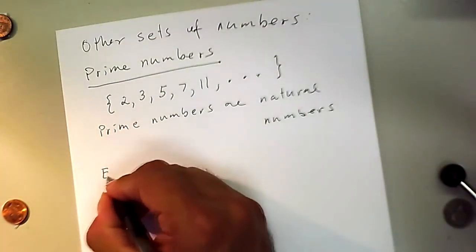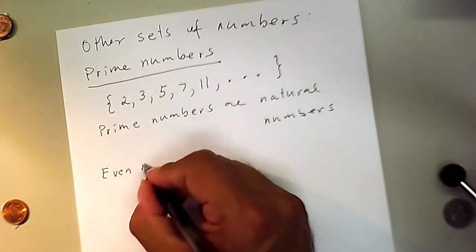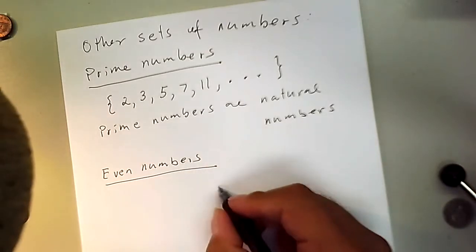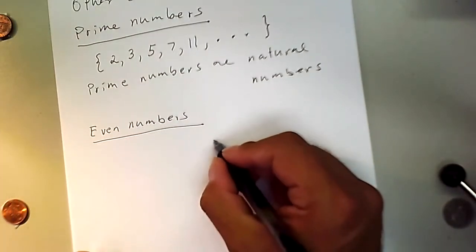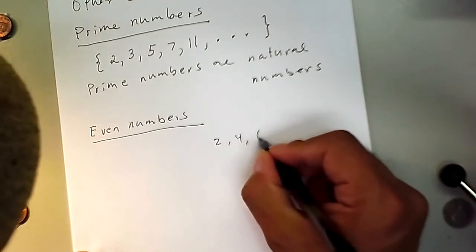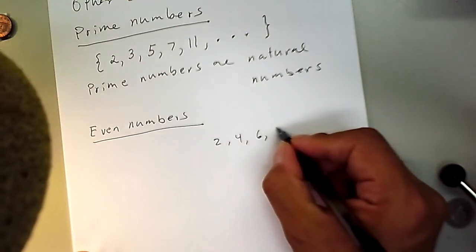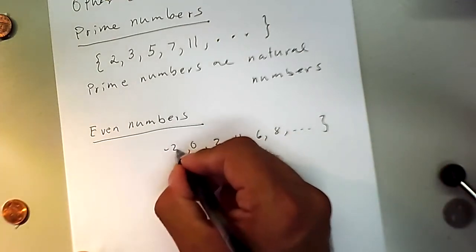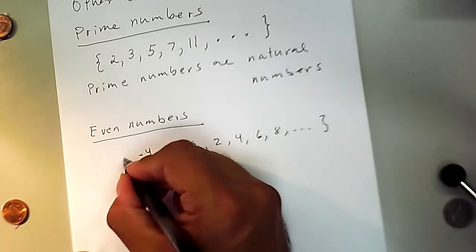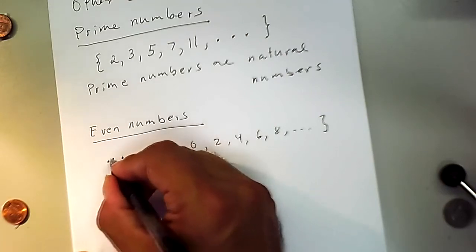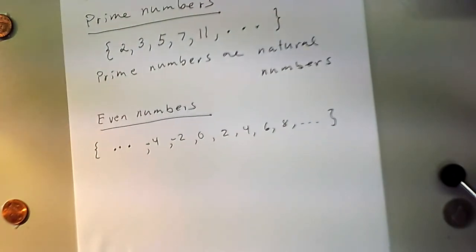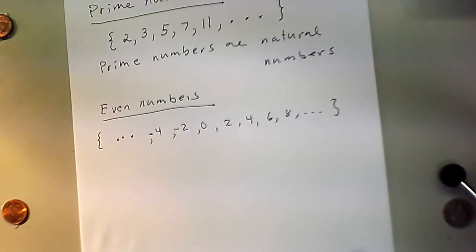We have the set of even numbers. Even numbers are, you probably are familiar with that, 2, 4, 6, 8, and so forth. But then we also have 0, -2, -4, and so forth. So those are the set of even numbers.